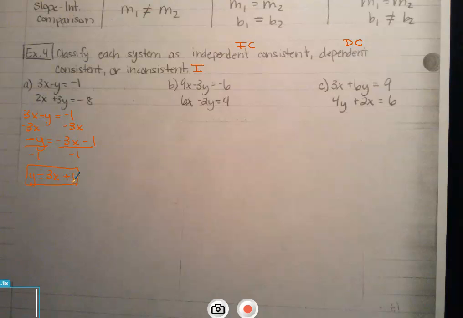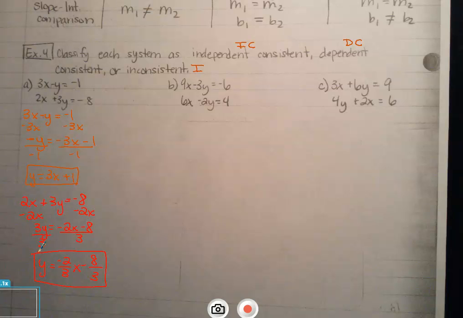Okay, the other equation is 2x plus 3y equals negative 8. So we're going to subtract 2x. Then we'll have 3y equals negative 2x minus 8. Divide by 3. And we have y equals negative 2/3 x minus 8/3.